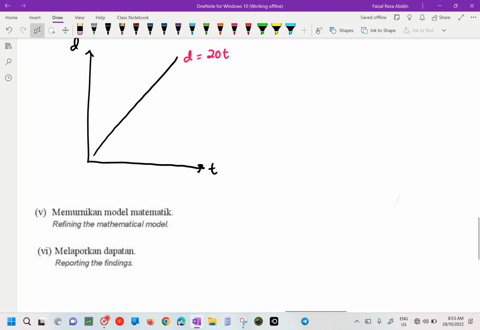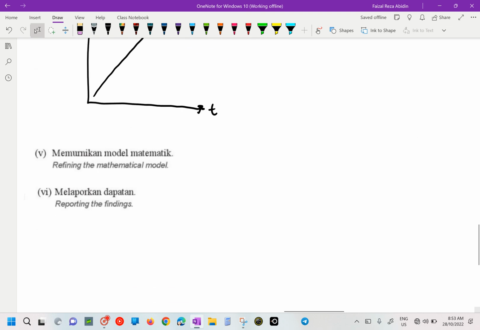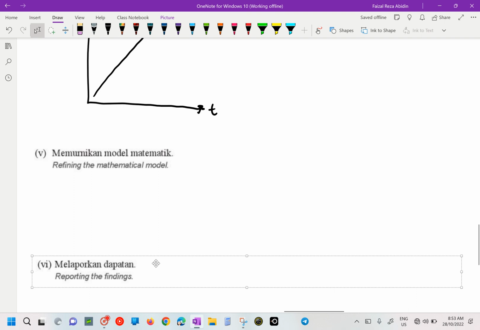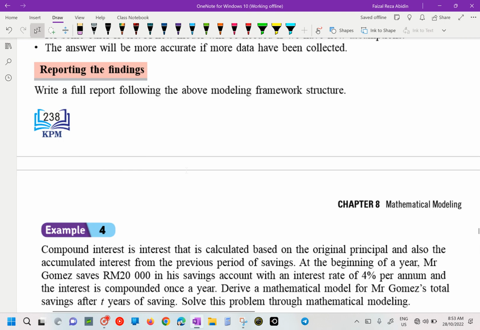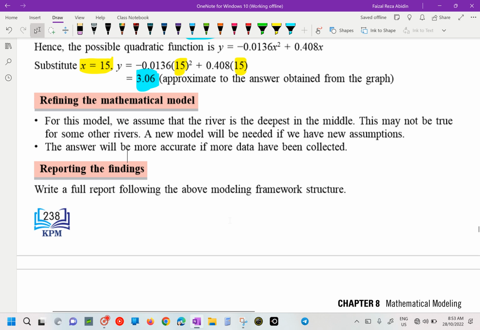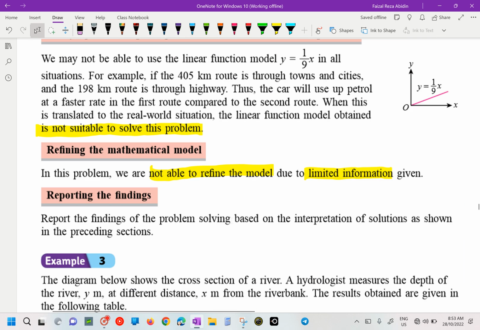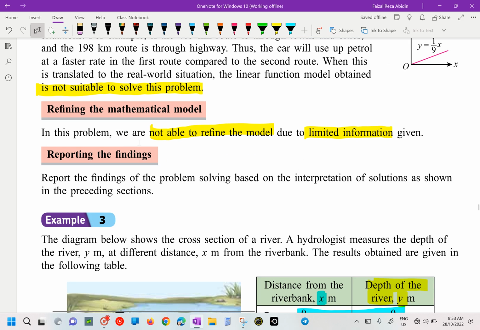Okay, so refining the mathematical modeling. Refining ni kita play safe. If you look at the refining ni, selalu ni dia akan kata apa? Mana dia? Tadi yang kita punya tu. This one. In this problem, we are not able to refine the model due to limited information given. Play safe lah ni saya kata play safe. Sebab yalah, we are not going to have the mathematical modeling here. We cannot apply to all the situation.